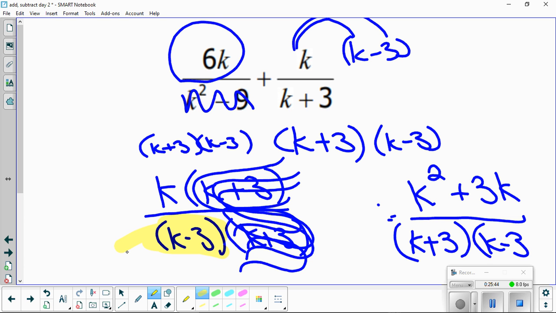So when I did it, I kept trying to get a common denominator here, and I'm like, what the holy hell? We're gonna multiply.